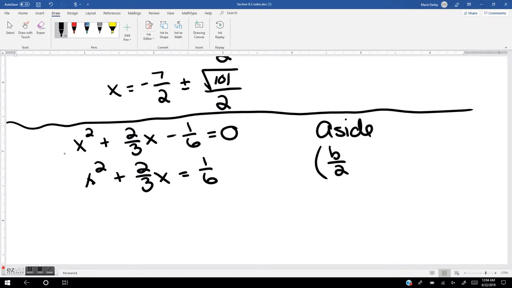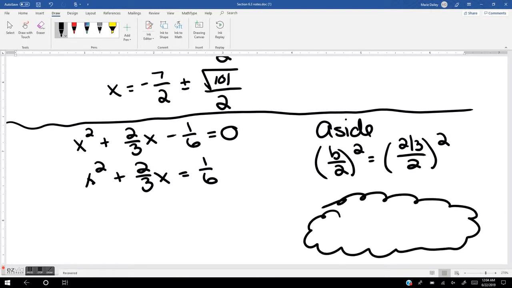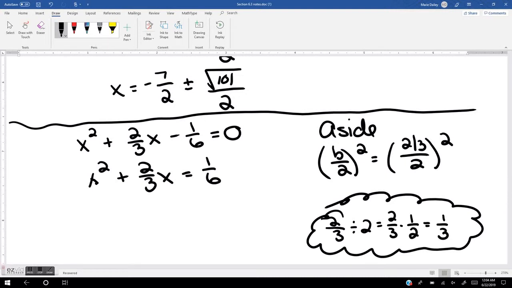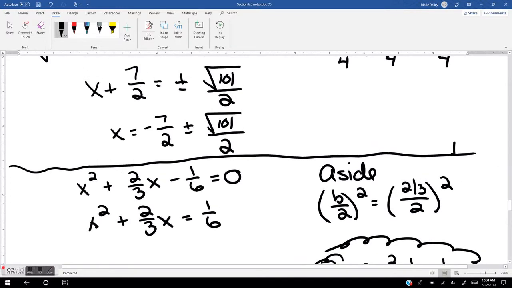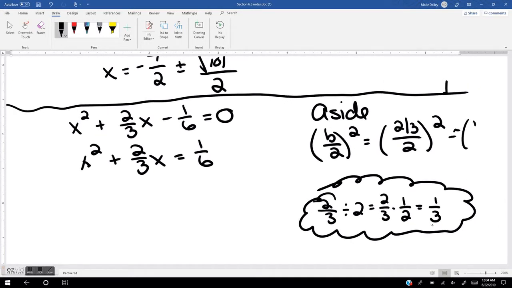Now our aside is going to be b over 2 squared like normal. Well, our b in this case is a fraction. It is 2/3. We're going to take that 2/3 divided by 2 and then square it. Well, let's think about this for a second. 2/3 over 2. Well, 2/3 divided by 2 is the same thing as 2/3 times 1/2, which is 1/3. So that inside is really just 1/3. So this is then 1/3 squared, which is then 1/9.